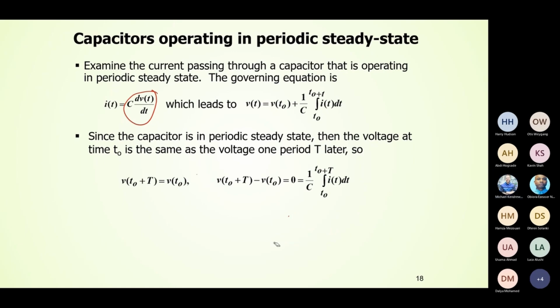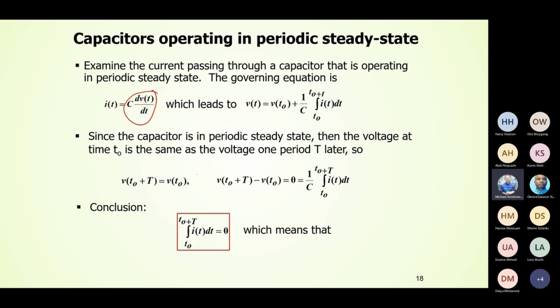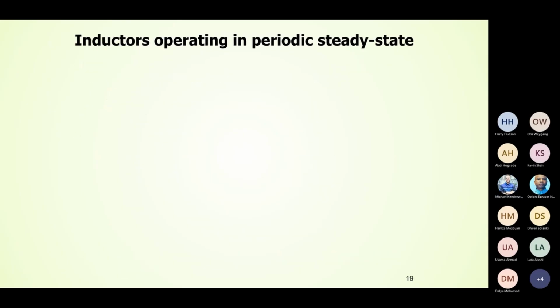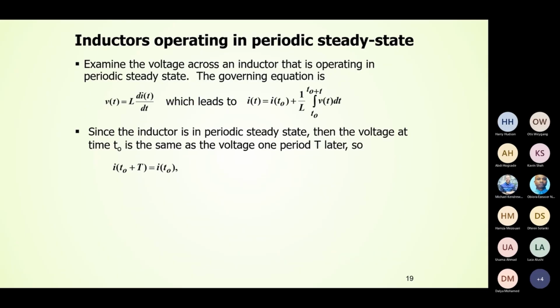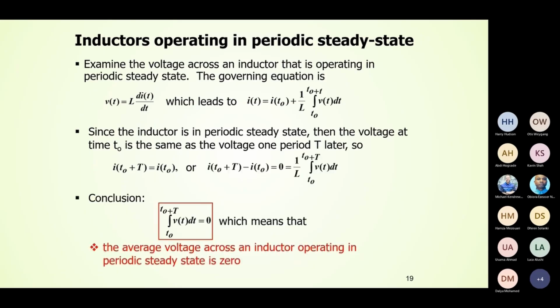So the ultimate summary of our capacitor operating in periodic steady state is that the average of current through a capacitor is equal to 0. And similarly, for an inductor, the average of voltage across an inductor operating in periodic steady state is 0. So just keep it in mind: average current through a capacitor is 0 and average voltage across an inductor is 0.